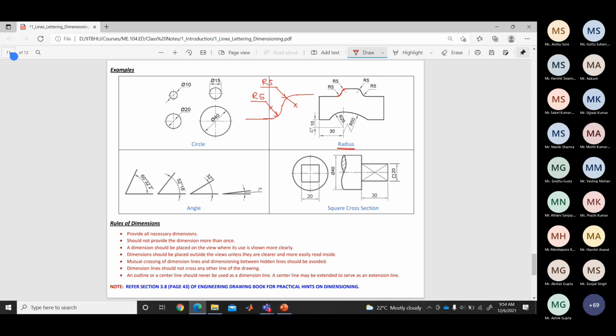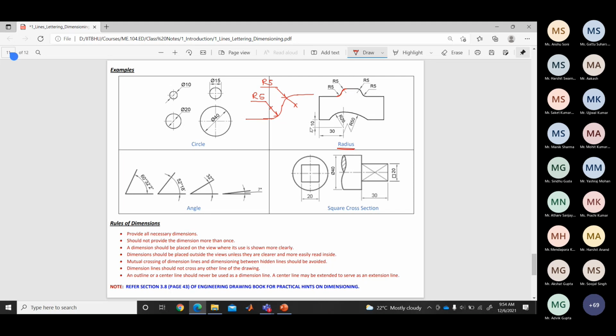In case of a circle, in case of a square section, how do you represent? For a circle, we commonly represent it by putting the symbol phi. Alright. So what does that phi stand for? Phi stands for the diameter. Alright. Diameter of the circle or the circular component. In case of square, we put the square symbol here. Alright. For this one, this has a square cross section. So we put square 20 here.